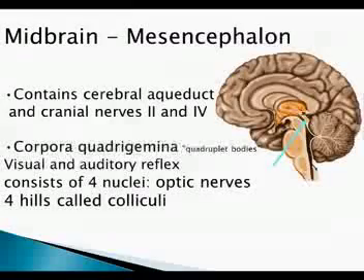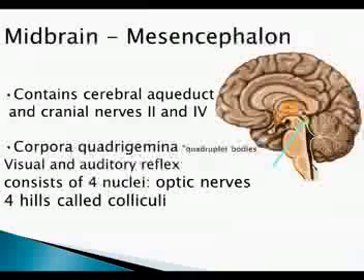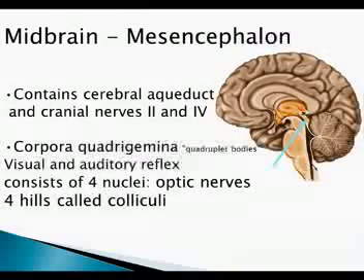As we're working our way down, we're going to get into the midbrain, also called the mesencephalon. Cephalon meaning head, meson meaning middle. And so this is the area that contains that cerebral aqueduct that connects the first three ventricles with the fourth ventricle that's located underneath the cerebellum.